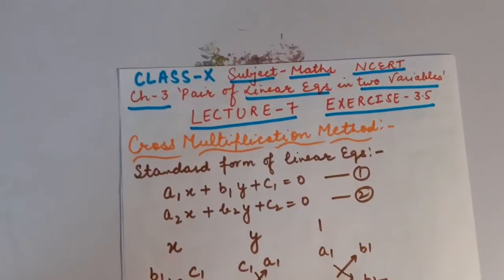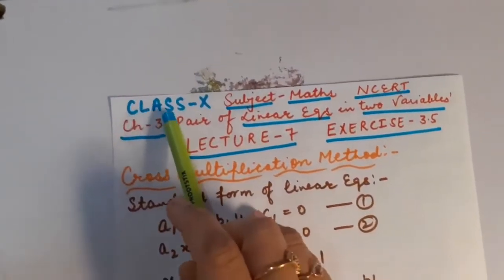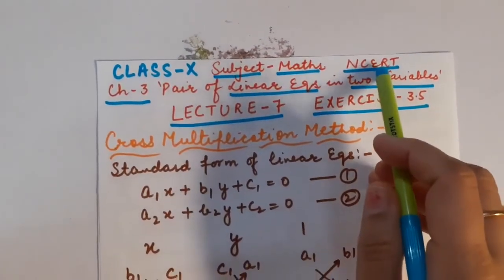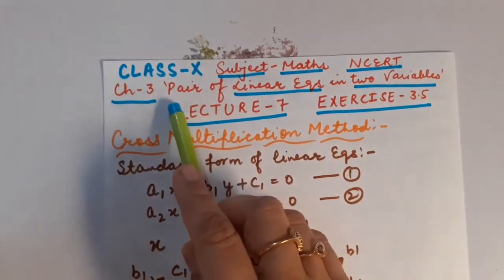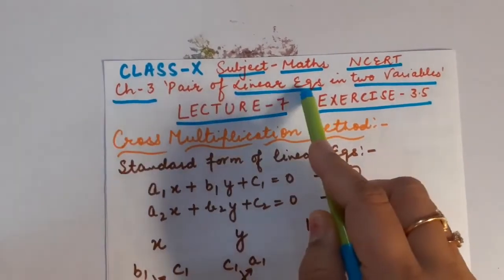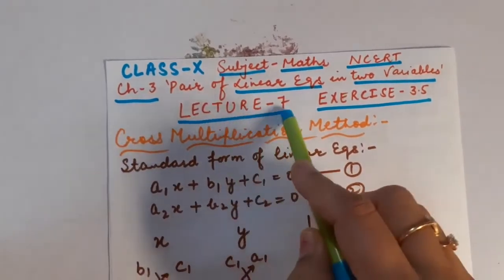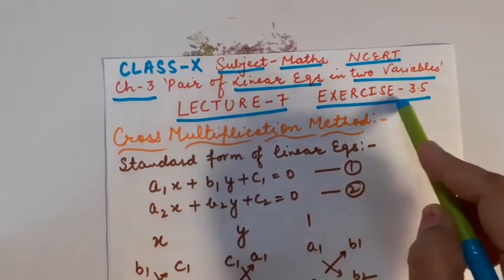Let us start. This is class 10th, subject mathematics. Name of the book is NCERT. Chapter number 3, pair of linear equations in two variables. Lecture number 7, exercise 3.5.